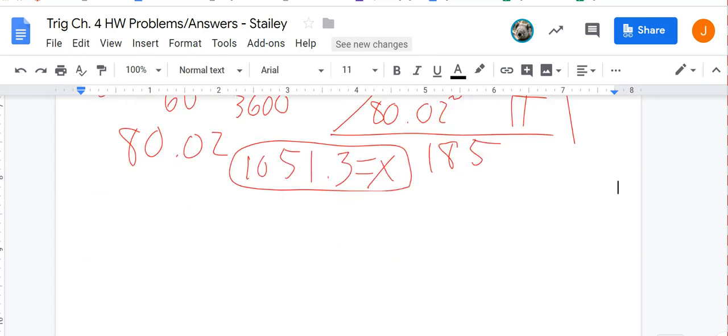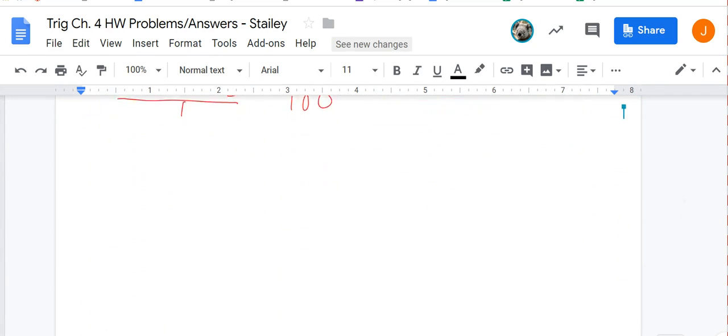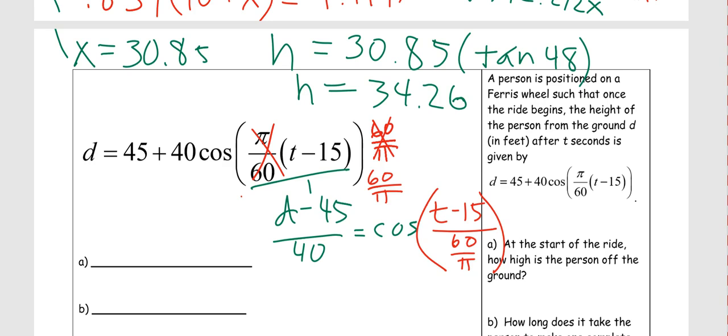I'll be happy to go back to some of those other ones here when I get a chance, but I need to dive into the Ferris wheel. So please either get out your printed version. Okay, so I'll work on some more of those review questions after lunch.